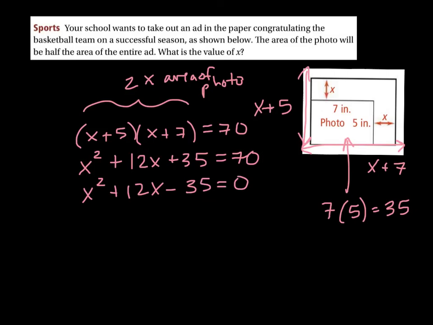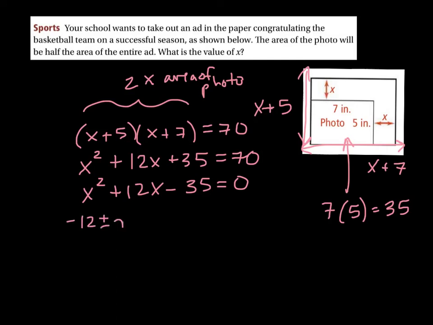So we need factors of negative 35 that add up to 12. And sadly, they do not exist because 35 only has 2 pairs of factors, 1 and 35, 5 and 7. Neither one is going to work out that way because it is a negative 35. Okay? So we're going to have to solve this with the quadratic formula.